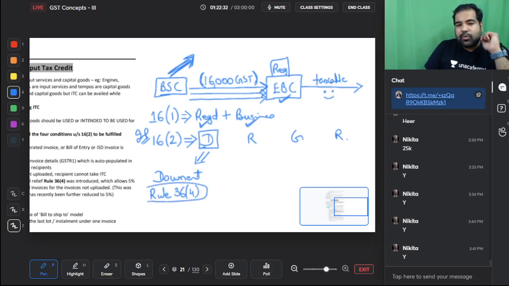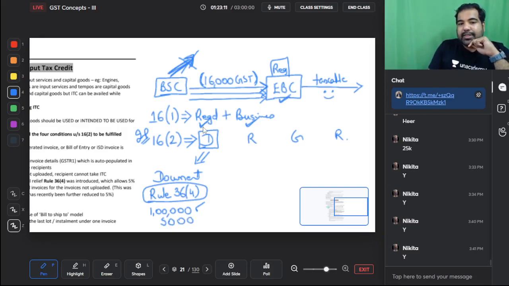And Rule 36(4) says that if some supplier has not uploaded the details, let's say the battery supply company forgets to upload the details, then don't worry. Whichever suppliers have uploaded the invoices, you total that up, for which you are eligible to get credit, of course. So let's say besides the battery supply company, you had other suppliers also, and you could take the credit. So total it up. Let's say that GST is worth 1 lakh rupees. That GST credit you will definitely get. But on top of that, you will get 5% more, that is 5,000 rupees credit you will get.